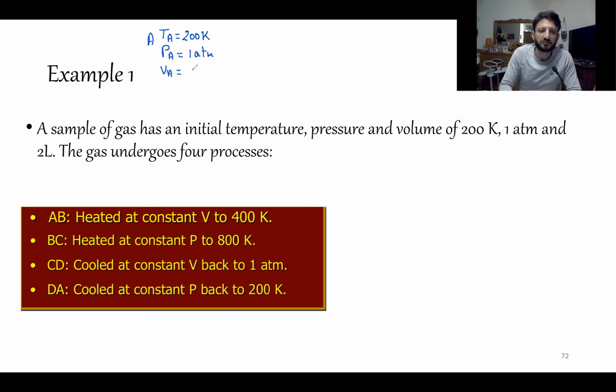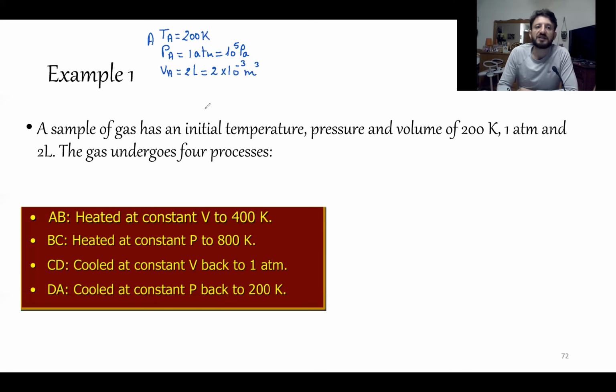VA equals 2 L. Okay, about the units: T must be in Kelvin. P, you can put it in Pascal. 1 ATM equals 10 power 5 Pascal. And 1 liter equals 10 power minus 3 m cube. So here VA equals 2 times 10 power minus 3 m cube.